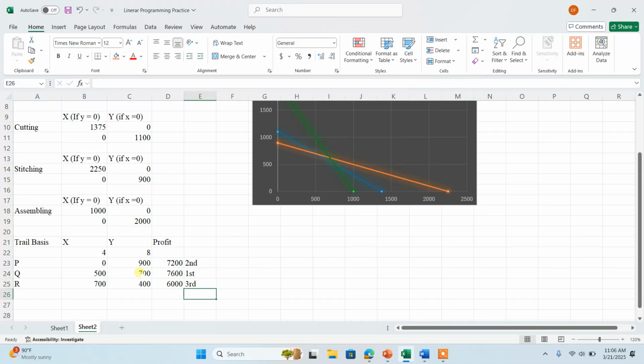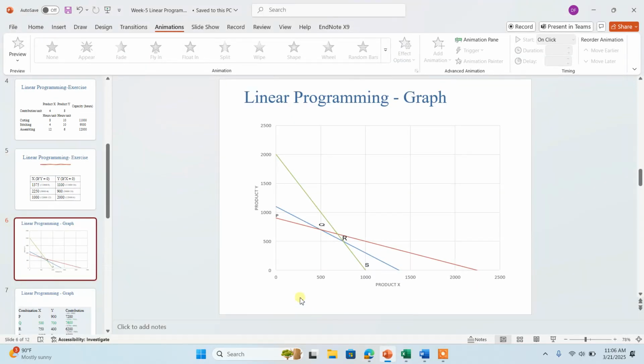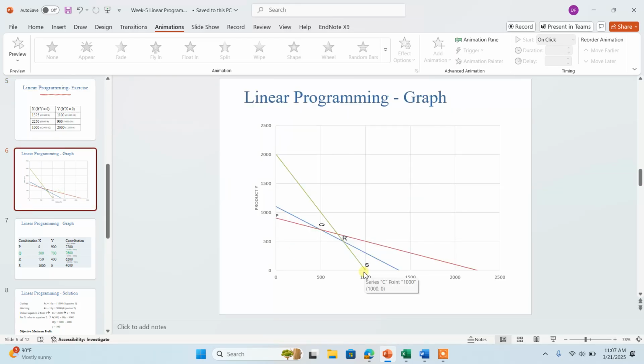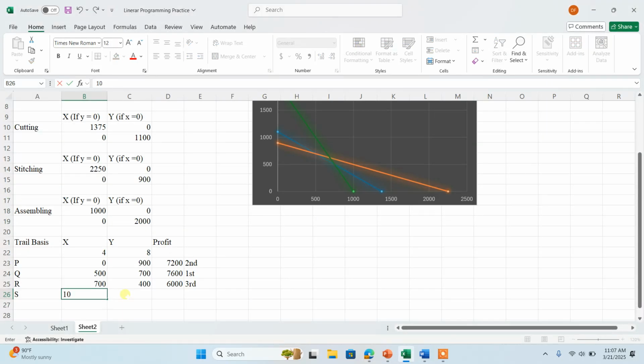Let's check the S. On S, we produce nothing of the y and we produce 1000 of the x. If I go for this combination, what will be my profit? 4000 from x, nothing from y, because I'm not producing any unit of the y. Okay, so this is the worst combination.